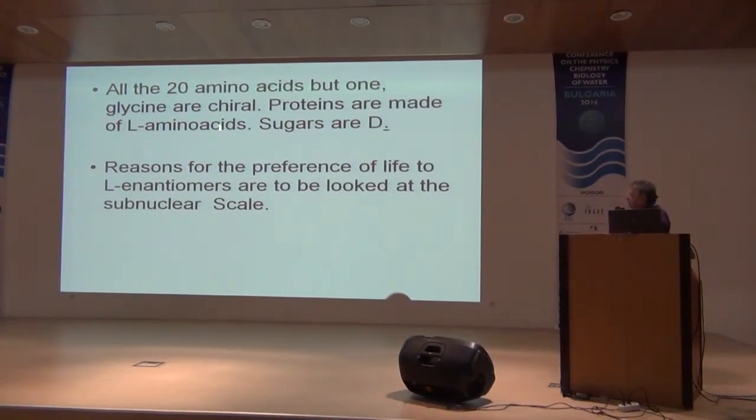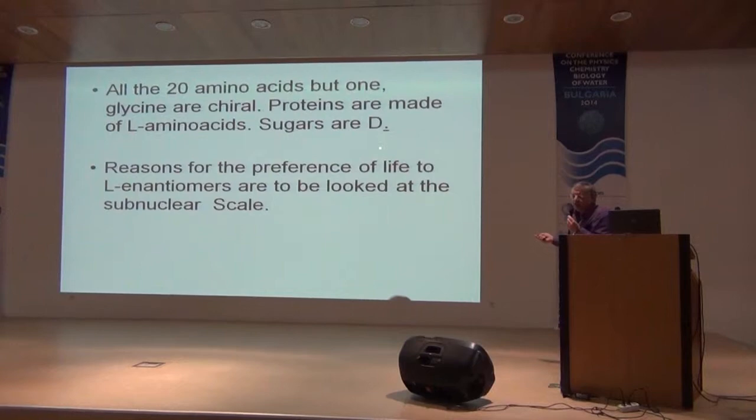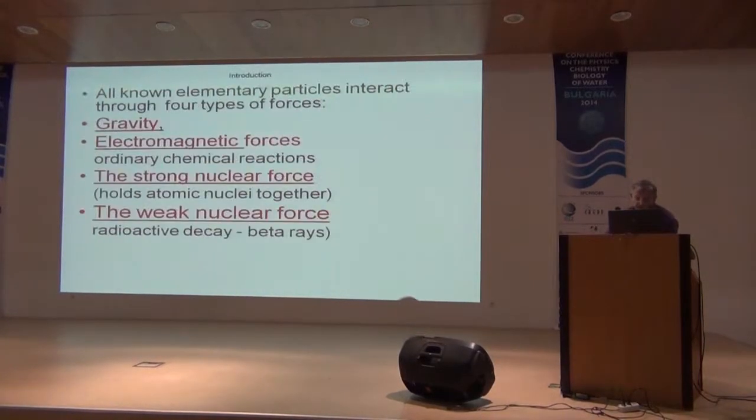If you come to biology, we can see that all the 20 amino acids that constitute the proteins in the entire living biosphere are made of the L amino acids. Sugars are D by definition. The reason for this preference of life is a big mystery. If the dogma is that right and left are identical, why did life prefer L enantiomers? Part of the explanation is sheer luck, I mean. But it seems you have to look at it on the subnuclear scale, so let's move there.